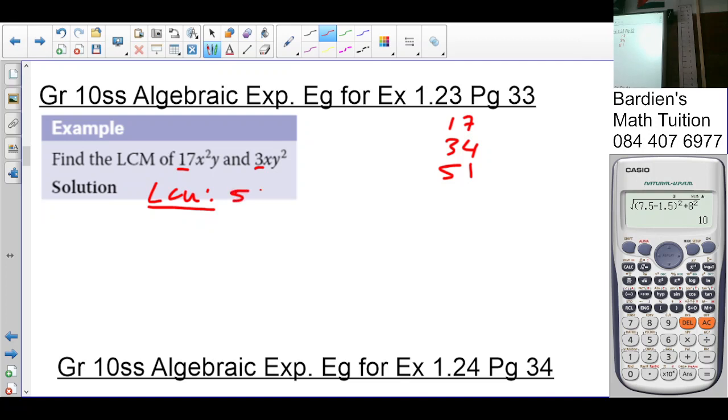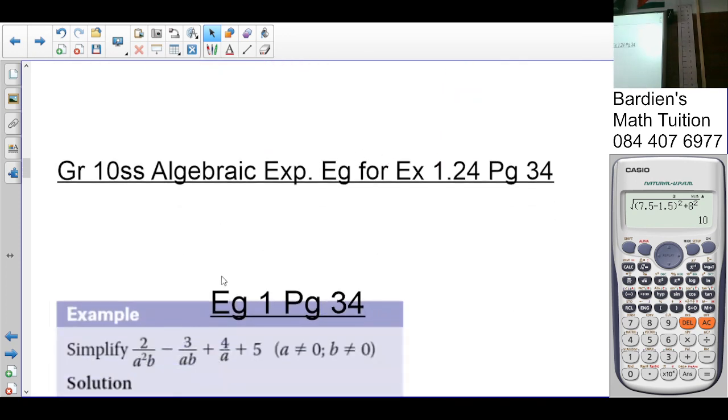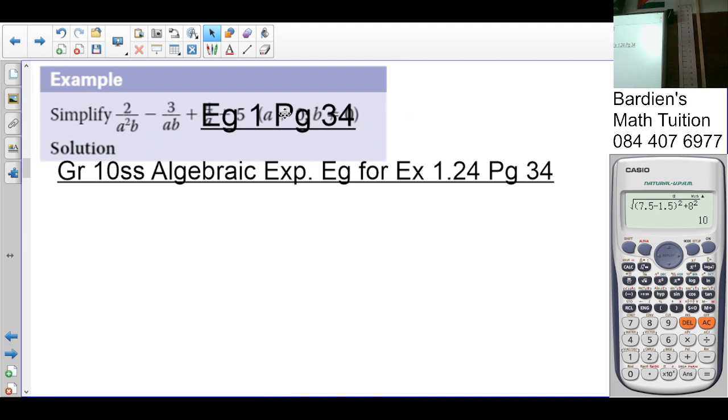So it's going to be 51. There's an x squared and an x, so it's going to be x squared. Y and y squared, so it's y squared. So that's your LCM: 51, x squared, y squared. You guys understand? So the examples now for the next exercise, which is example 1 on page 34.